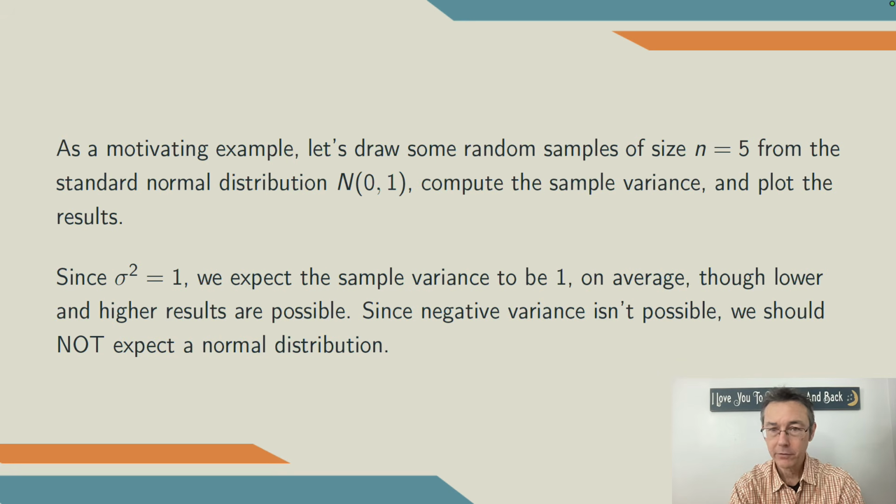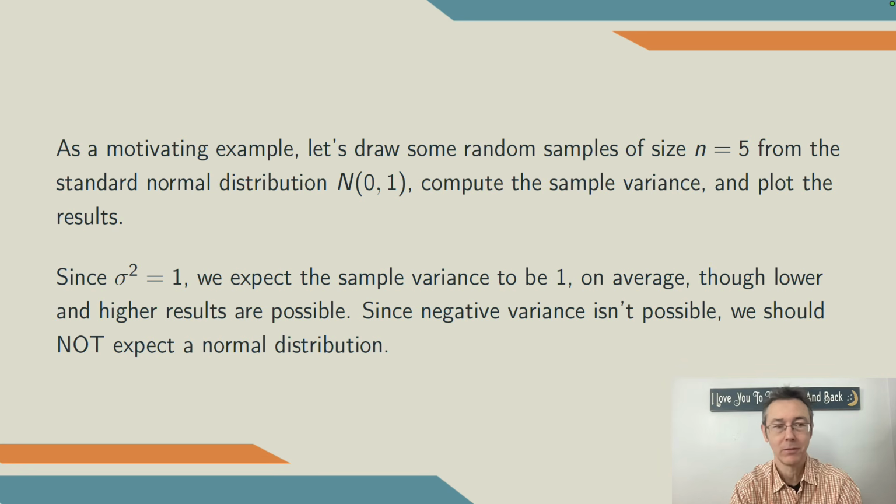We're going to take samples of size 5 repeatedly from a standard normal distribution. Each time we're going to compute the sample variance and then we'll plot the results. Since we know the variance of the standard normal distribution is 1, we expect that the sample variance for those samples of size 5 will be 1 on average, though sometimes it'll be a little higher, sometimes a little lower. Now, negative variances are not possible, so whatever distribution we get, we should not expect it to be a normal distribution.